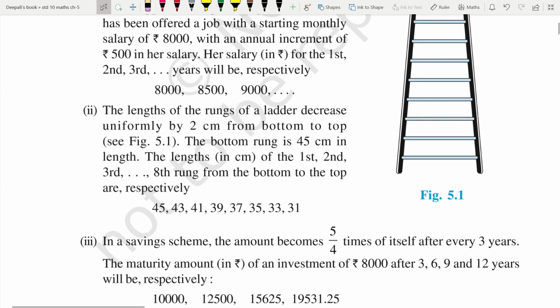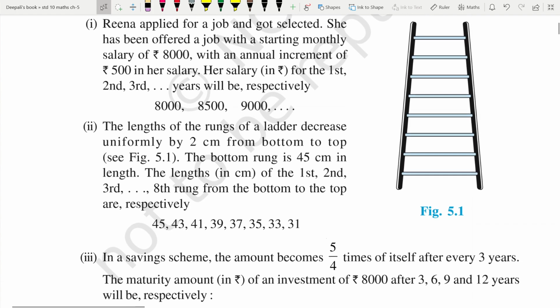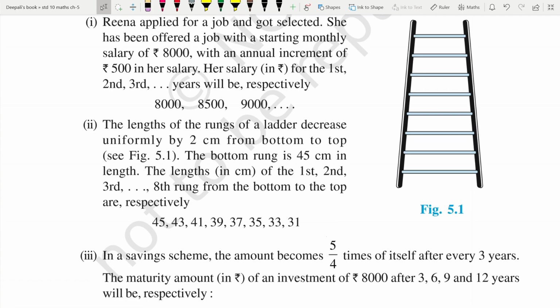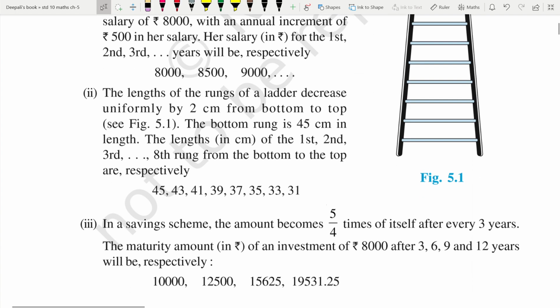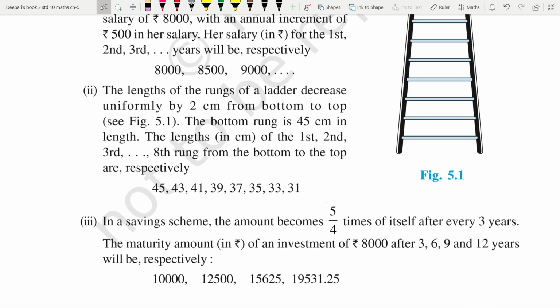The length of the rungs of a ladder decreases uniformly by 2 cm from bottom to top. The bottom rung is 45 cm in length. The length in centimeters of the first, second, third up till 8th rung from the bottom to the top are respectively 45, 43, 41, 39, 37, 35, 33, 31. So you can see that the difference between any two numbers here is 2.